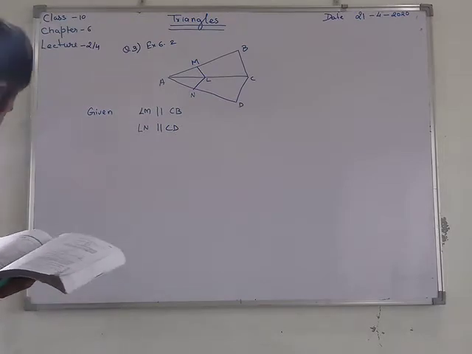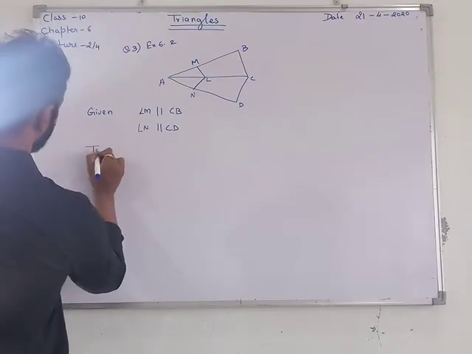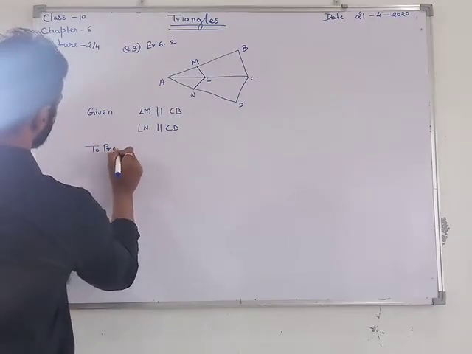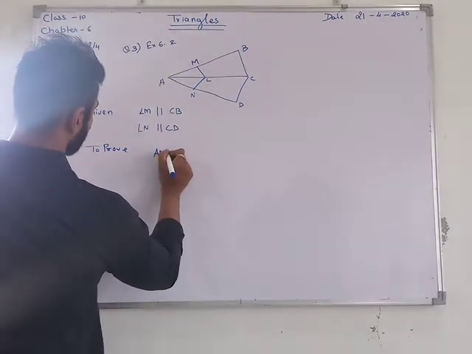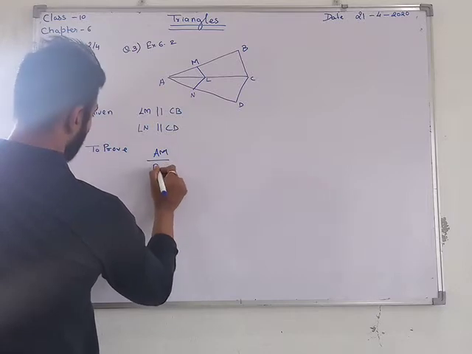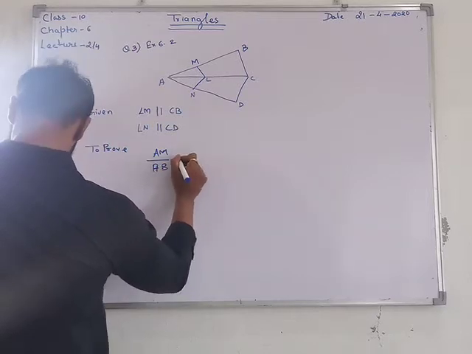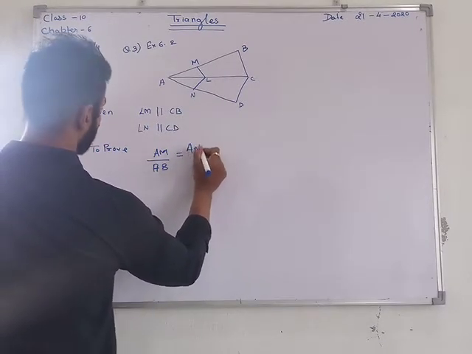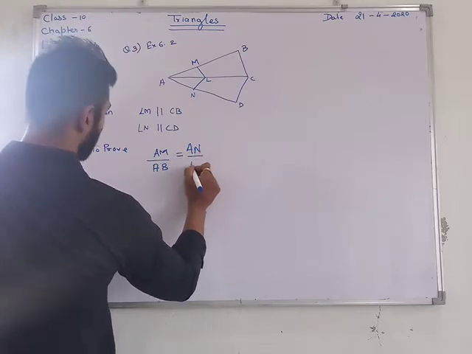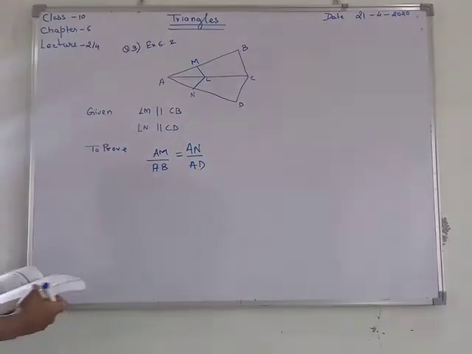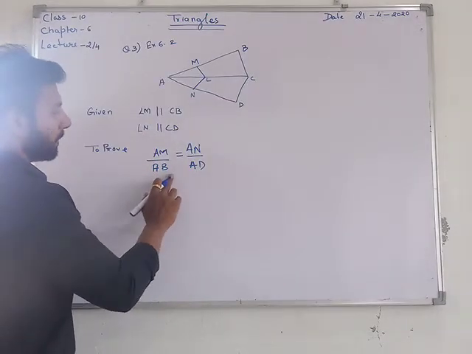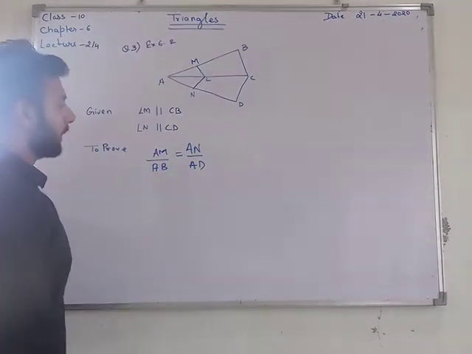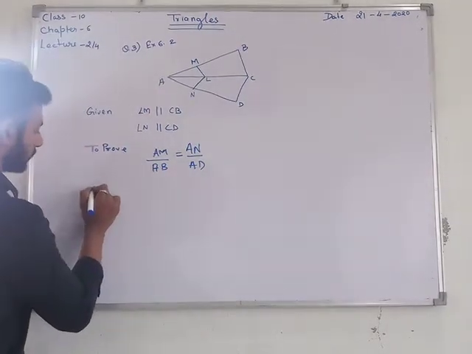We have to prove that AM by AB is equal to AN upon AD. So we have to prove AM by AB is equal to AN by AD. Now, proof.